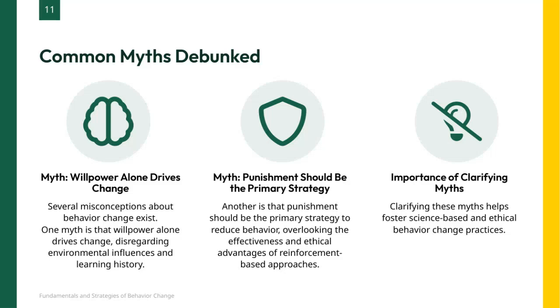Many people believe that willpower alone is enough to drive behavior change, but this is a common misconception. In reality, environmental factors and a person's learning history play crucial roles in shaping behavior. Another widespread myth is that punishment should be the main strategy to reduce unwanted behaviors. However, this overlooks the fact that reinforcement-based approaches are often more effective and ethically sound. By clarifying these myths, we can promote behavior change practices that are both scientifically grounded and respectful of individuals. This understanding is key to making meaningful and lasting changes.